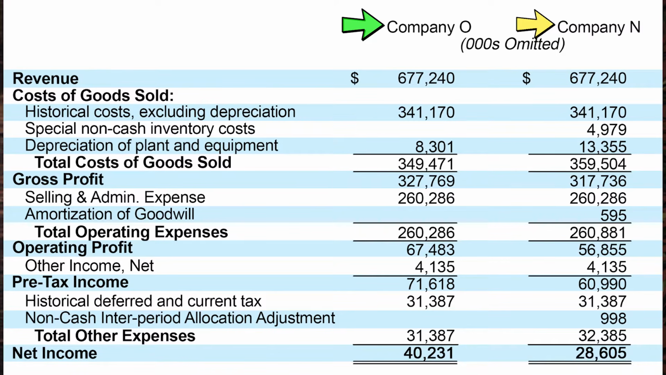I've reformatted it, however, this is identical to how it's been printed in the letter. So you can pause the video here if you'd like to take a closer look, but in short, one has a bottom line net income figure of $40.2 million and one with $28.6 million.